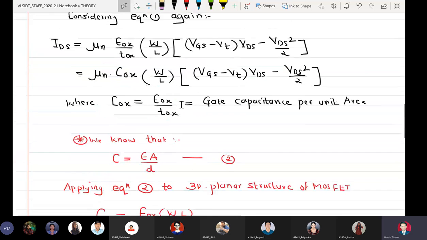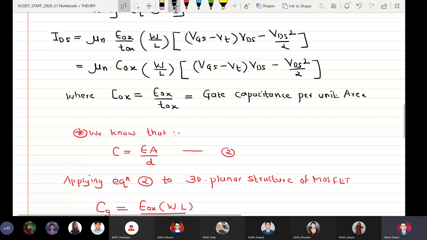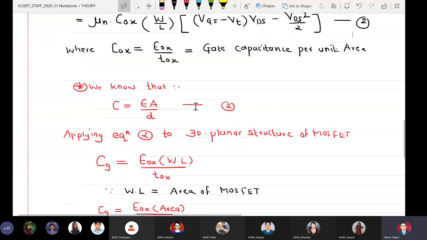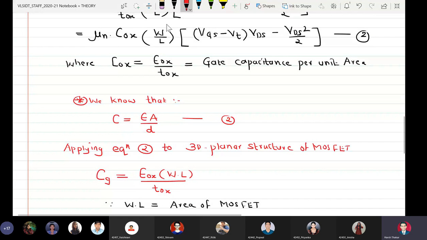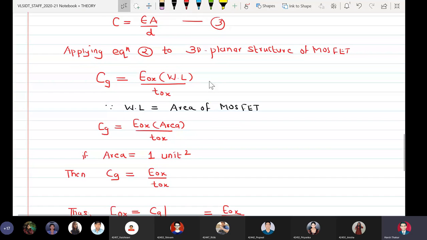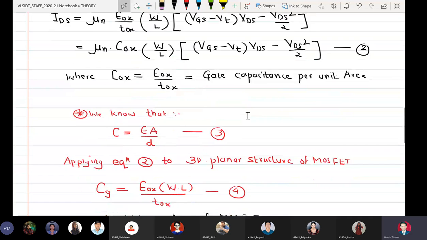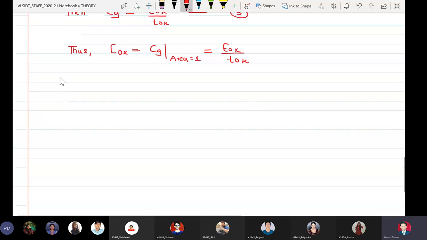So now we have to name this equation as something different. So we say this is equation number 2, equation 3, equation 4, equation 5. Okay, so returning to equation number 2.